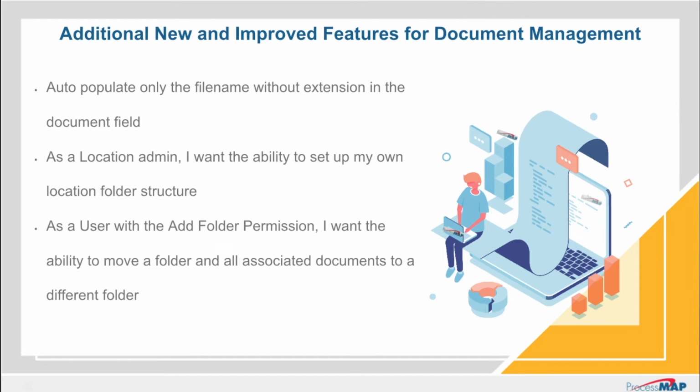Okay, so now let's take a look at additional new and improved features for document management that we'll be reviewing together in our live system. We have released a feature that will allow you to auto-populate only the file name without the extension in the document field. Now, as a local admin, you have the ability to set up your own location folder structure. And now, as a user, within add folder permissions, you're now able to move the folder and its associated documents to a different folder. Now, let's go into our live system so that we can review these together.